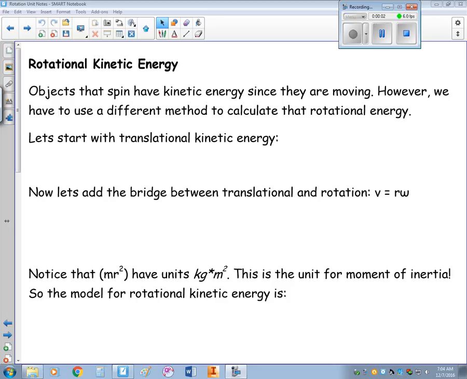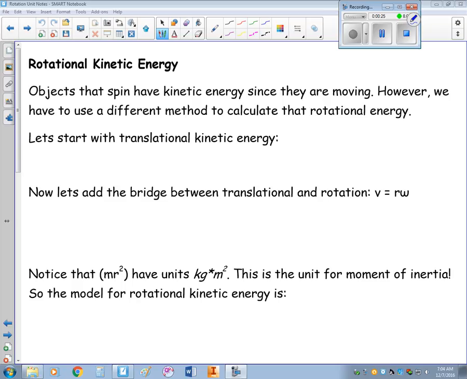This is video 5 for the rotation unit. In this one, we're going to start talking about energy, specifically rotational kinetic energy. Now, we only have to worry about kinetic energy because potential energy doesn't really care if it's in a line or rotationally. It's something being held at a position. So we just need to worry about rotational kinetic energy.